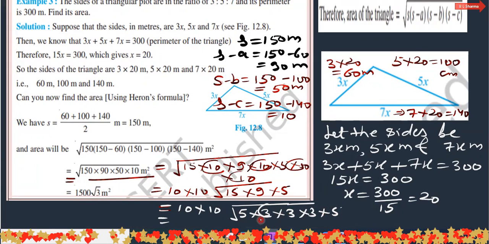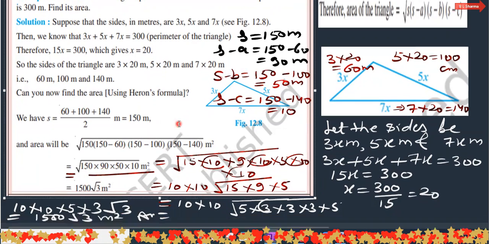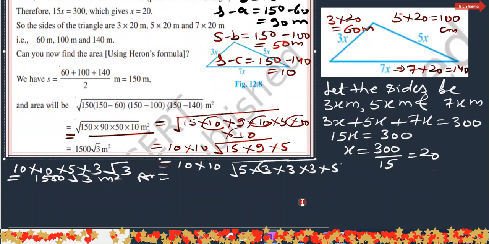So on further we can write here an answer that will be 10 into 10 into 5 into 3 into square root of 3. So that is 1500 root 3 meter square answer. That's all for this question. The area of the triangle will be 1500 into square root of 3. This is the answer of this question. And that's all for this question.